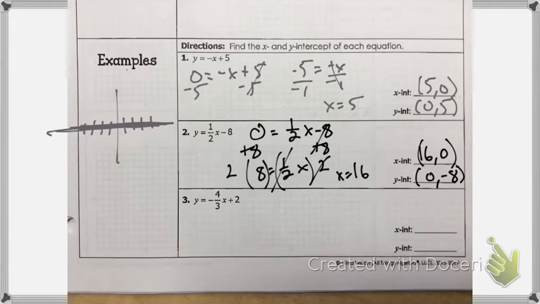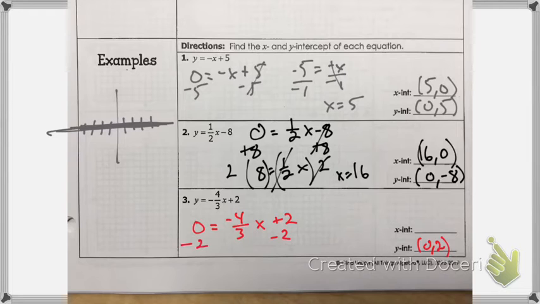Okay. Number 3. I'm going to take the y-intercept. It's there for the taking. 0, 2, right? When x is 0, y is 2. And Amelia, what do I know is true about the x-intercept? Y equals 0. So when y is 0, 0 equals negative 4/3 x plus 2.